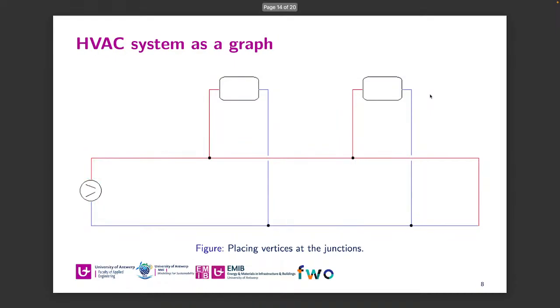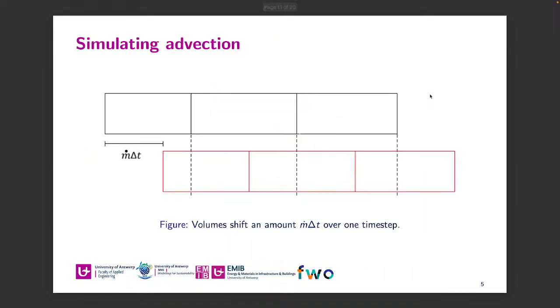So very short, if we have a pipe, that's what I show here, and you have a time step delta t, then the fluid will shift an amount of m dot delta t over one time step. What we do is we have these volumes shift, and then we will mix those volumes back into the fixed volumes. That is the operation that we are working with. Now, that is not a very difficult operation, but the problem is if you implement this in a simple way, then the calculation will take very long.